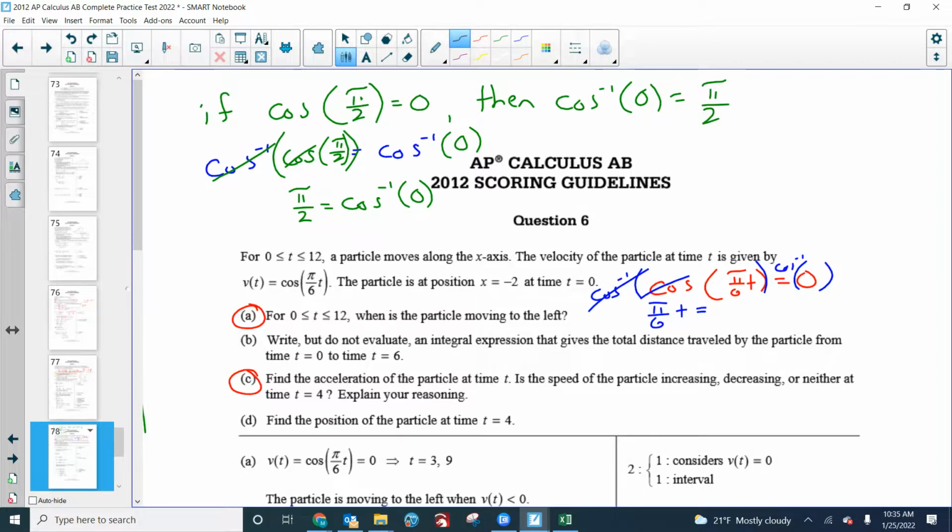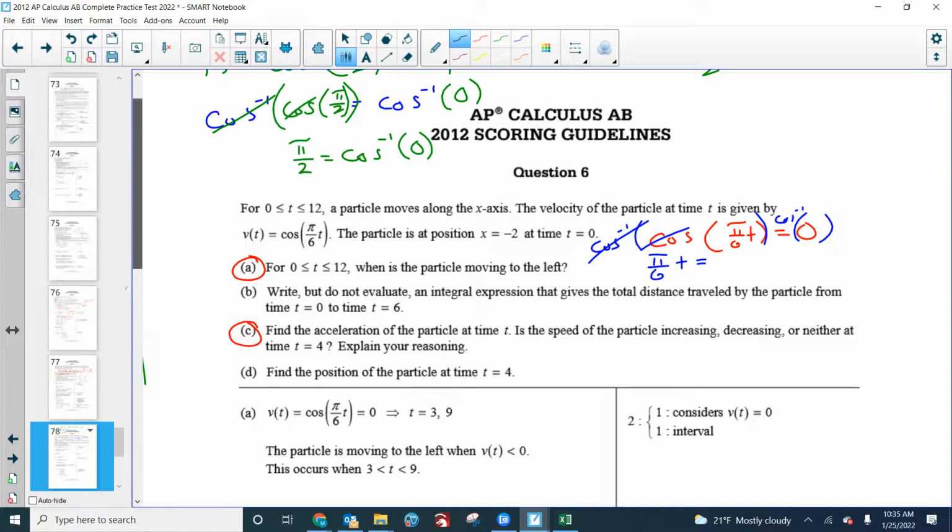All right, where are we? We're here. The cosine inverse of 0.